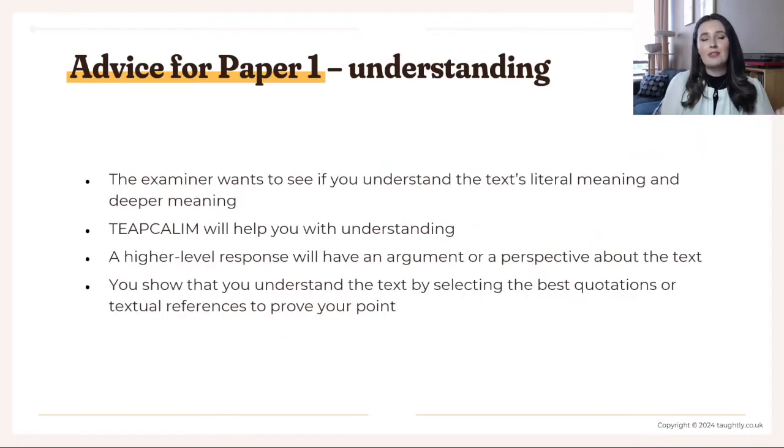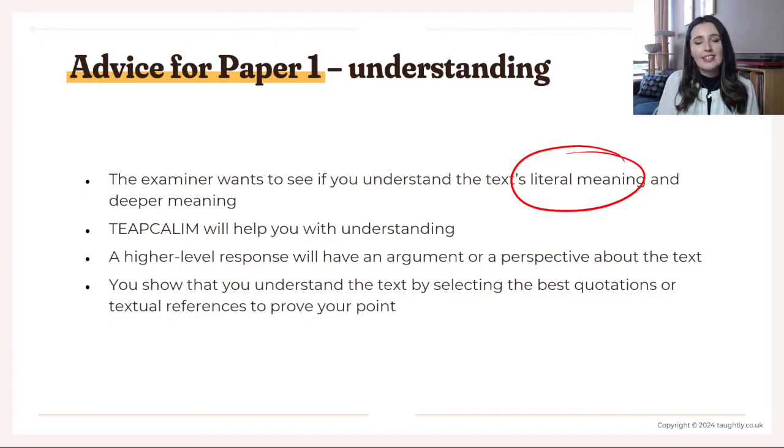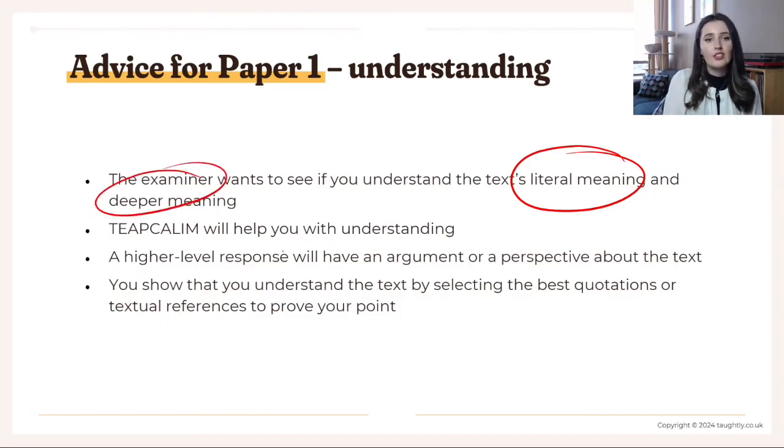Now I'm going to give you some advice for each of the different criteria. So beginning with criterion A, understanding. The examiner wants to know 2 things. They want to know if you understand the text's literal meaning, like have you read it and do you understand it on a very basic surface level? And do you understand the deeper meaning of the text, what the text implies, what it suggests? TPCASTT will help you with your understanding because it will make you focus on lots of different aspects of the text. But a higher level response will have an argument or a perspective about the text.